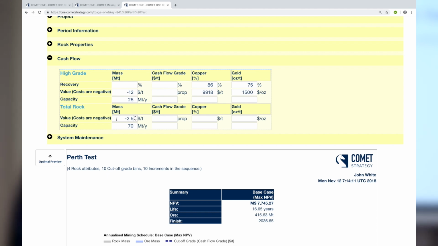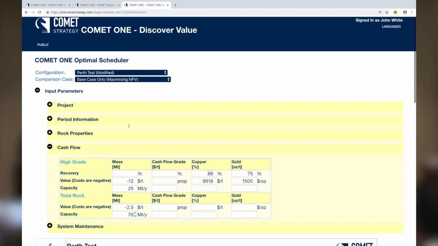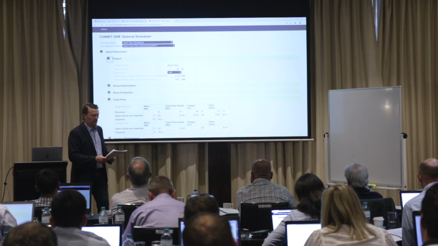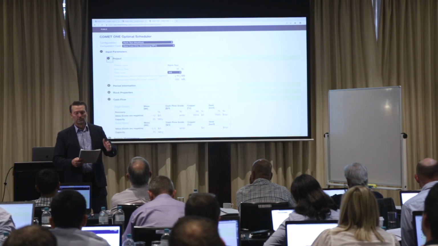So in this example that we're about to do, this little set of tests, we're going to look at 70, 80, 90 and 100 million tonnes for the mining capacity. So that's the number we're going to be changing here. But also we want to add the capital for that extra mining capacity. So the capital we're going to add here to the initial capital value. For every extra 10 million tonnes of mining capacity, it's going to cost us $50 million.